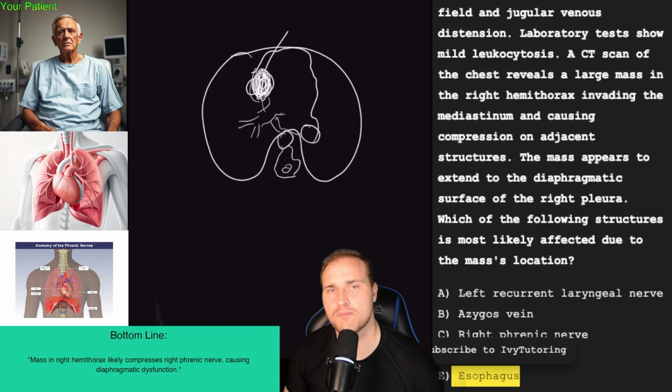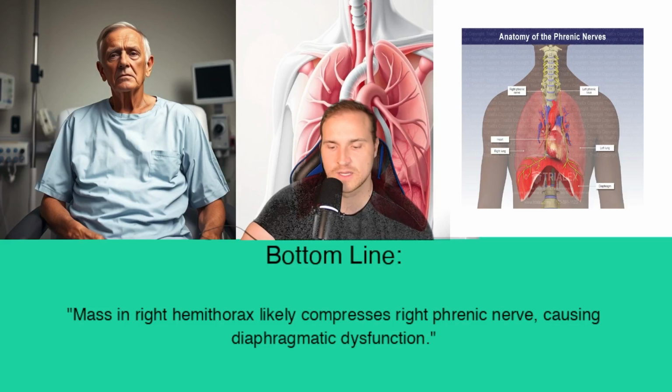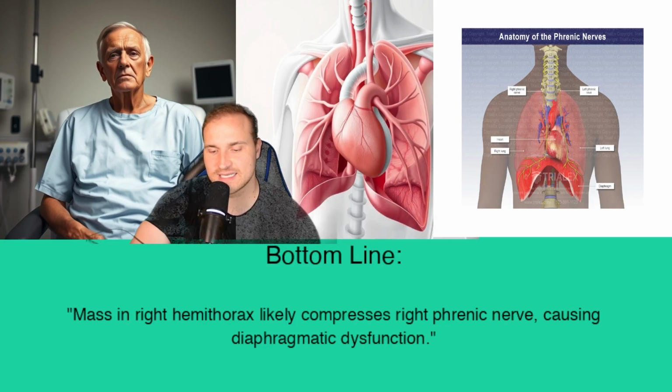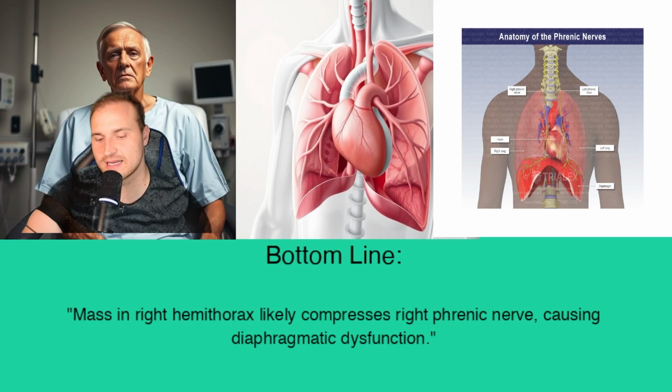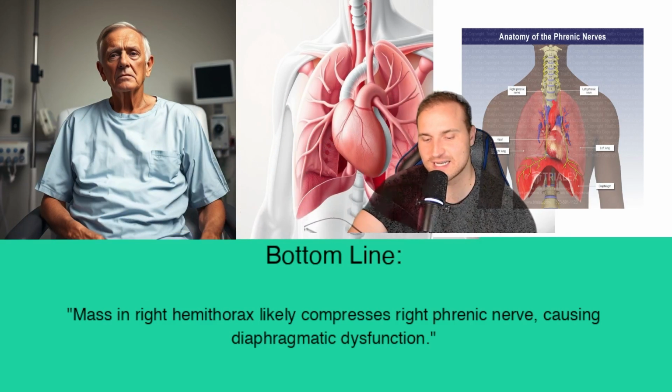So you get a big old bulky tumor on the right side of your lower chest and it presses against the mediastinum, the diaphragm. And by the way, the mediastinum is just that membranous partition between the two body cavities and the parts of the organ, especially between the lungs. And so what gets caught in the crossfire is that right phrenic nerve. It controls the right half of the diaphragm. And if you compress it, you get dyspnea, especially when you're lying flat. And especially with this patient who has underlying COPD. So the bottom line is you have a mass in the right hemithorax that is likely going to compress the right phrenic nerve, causing a diaphragmatic dysfunction.